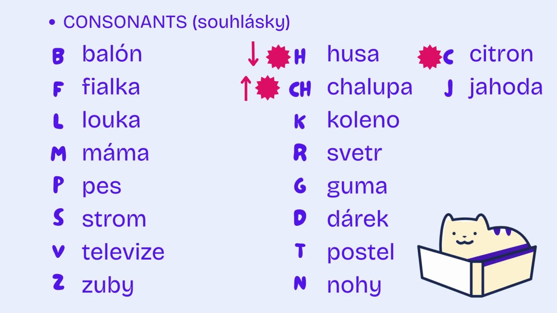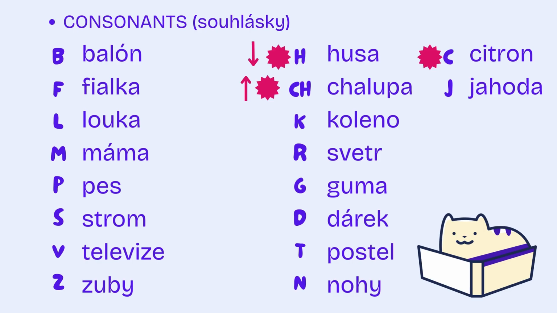The next one also has a red star, and it is C. Be careful, don't think about it as the English C, because in English, in words it's pronounced, for example, as K. In country, cup, cube, and so on. No, in Czech, it's more like a combination of P and S. So it's C. In a word, we have it as citron.